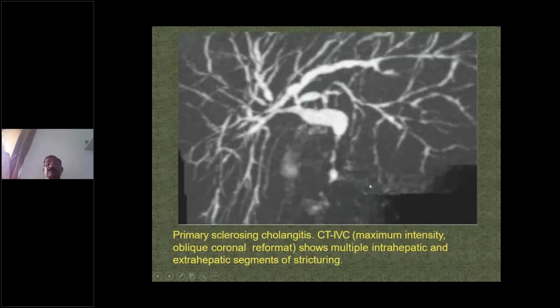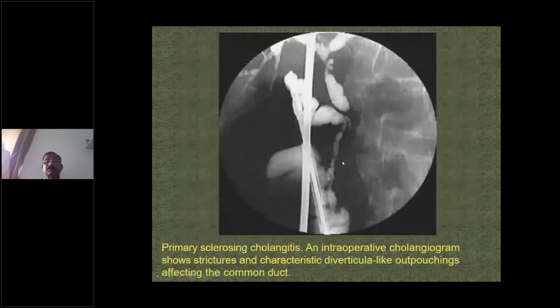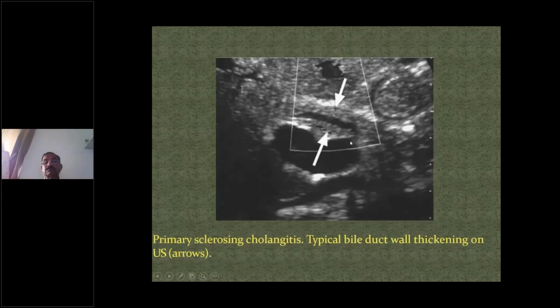This is a cholangiography picture showing the same findings, like multiple strictures and intermittent dilatation. This intraoperative cholangiogram shows another finding, a diverticular-like outpouching from the common bile duct, which is a common finding of cholangiography in primary sclerosing cholangitis. This is the ultrasound picture. Normally you will see bile duct wall thickening and dilated bile ducts, but the role of ultrasound is quite limited.